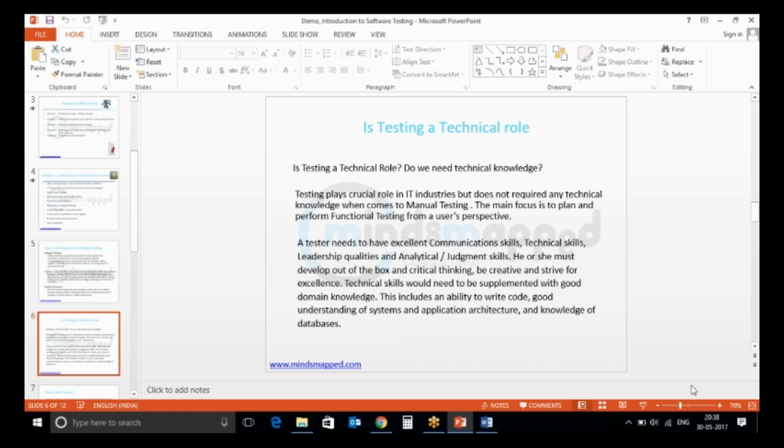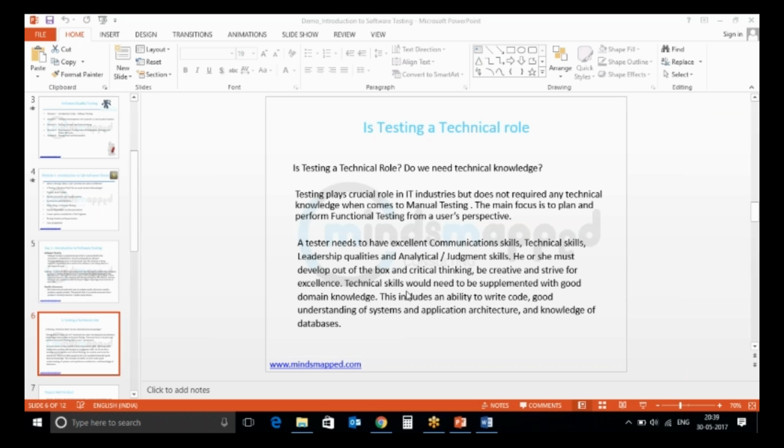You should be able to think out of the box because it's very important. It's not just the business requirements that you will be testing. You need to think of what the customer is not able to think. At times you will come up with scenarios that customers can't, because you will be spending that much time with the product. So the tester must develop out-of-box and critical thinking, be creative and strive for excellence.